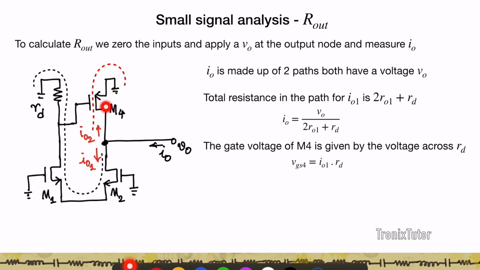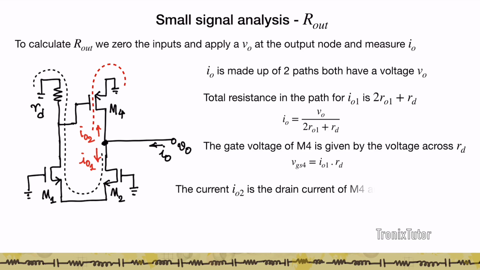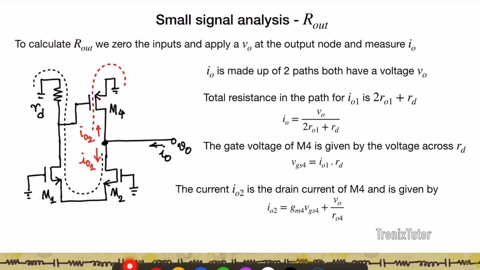Now if I look at the gate voltage of M4, the gate voltage of M4 is given by whatever is the voltage developed across RD. Why do I need the gate voltage of M4? Because the value of IO2 is going to be the current that is being pulled from the drain of M4, which is going to be GM times VGS4 plus some VO by RO4, right? So VGS4 is IO1 times RD, and therefore the current IO2 can be written as GM4 into VGS4, that is the transconductance current of M4, plus VO by RO4, which is the drain to source part of the current.